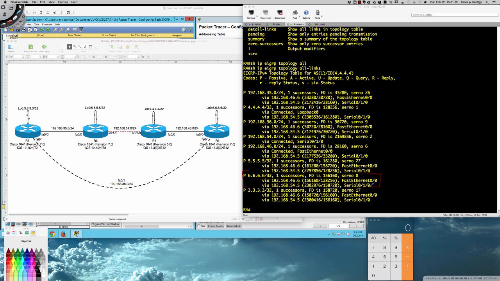And so here is 6.6.6.6. So here is my successor through router 6. And that's what we're seeing in the routing table. That's also what we saw above in the topology table. But now let's take a look.